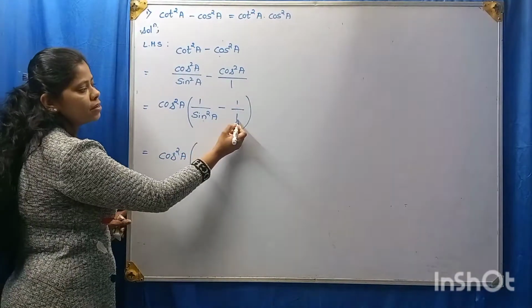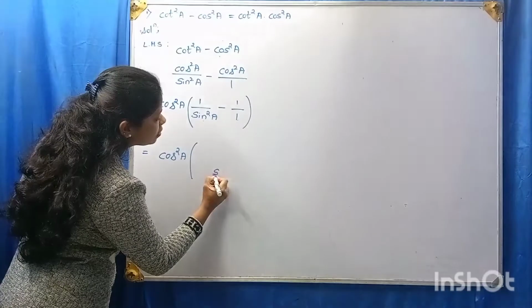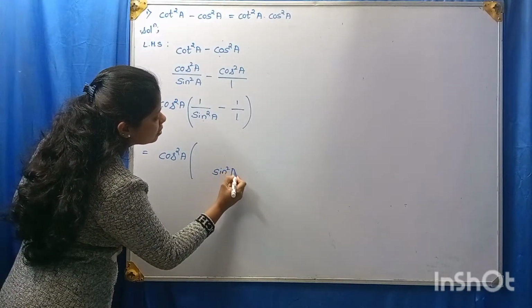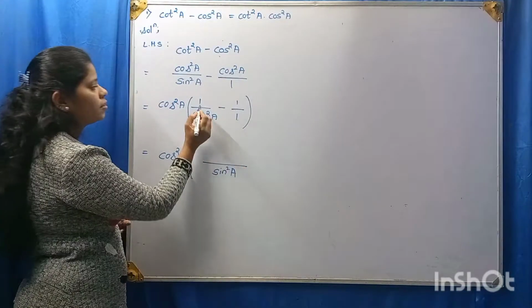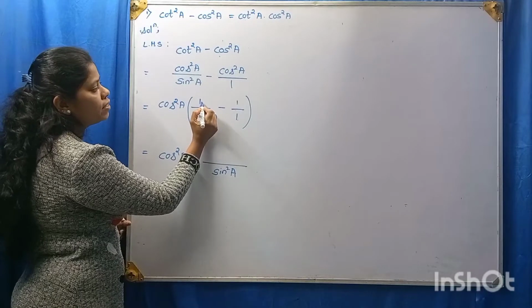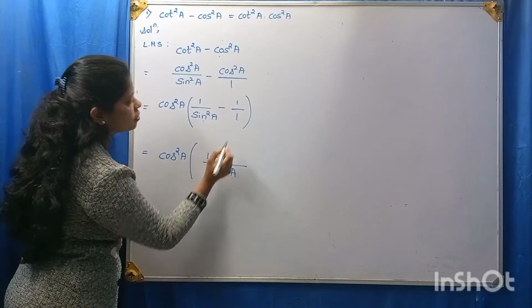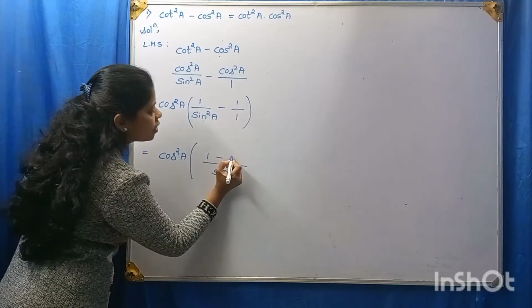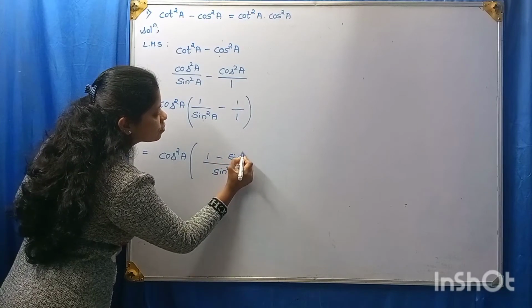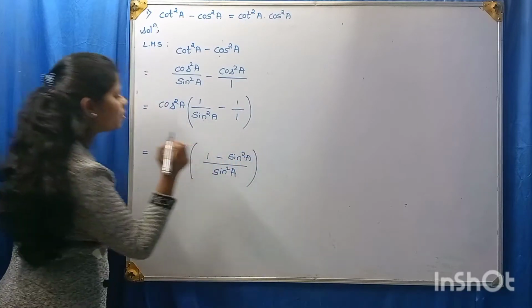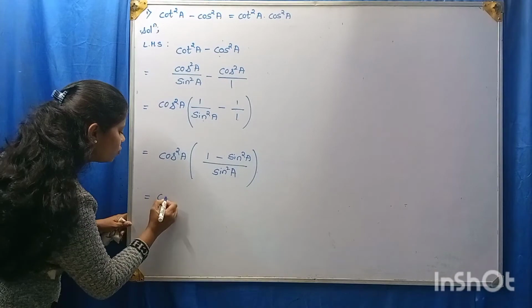Here you take the LCM. What is the LCM? Sin square A is the LCM. Here, 1 into 1 is 1 minus 1 into sin square A. It will become sin square A. Okay? Cos square A.